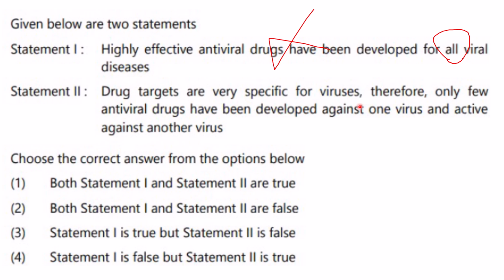Okay, now suppose you take the case of that influenza virus. After mutation, you got an entirely different coat protein for influenza virus. Now the drug that you developed for the parent virus, that is the one without mutation, will not have any effect on this mutated virus because it has a different coat protein. Okay, so drug targets are very specific for virus. Therefore, only few antiviral drugs have been developed against one virus and active against another virus.